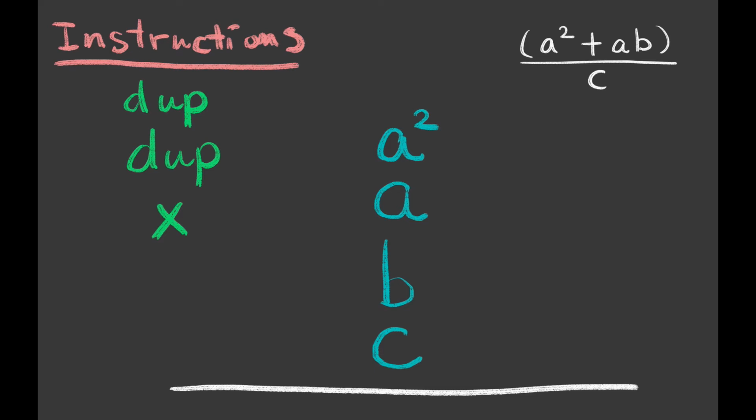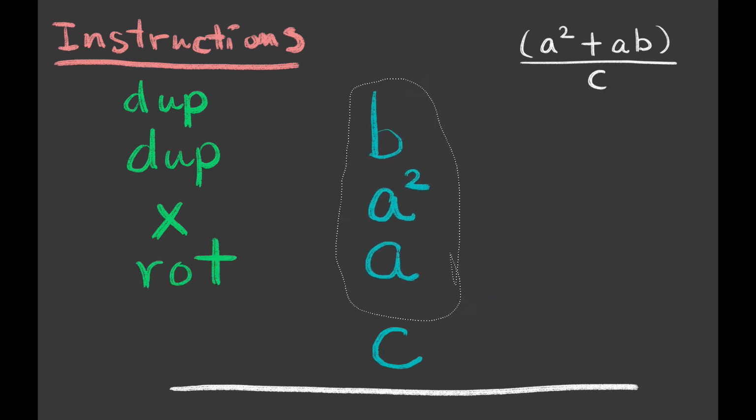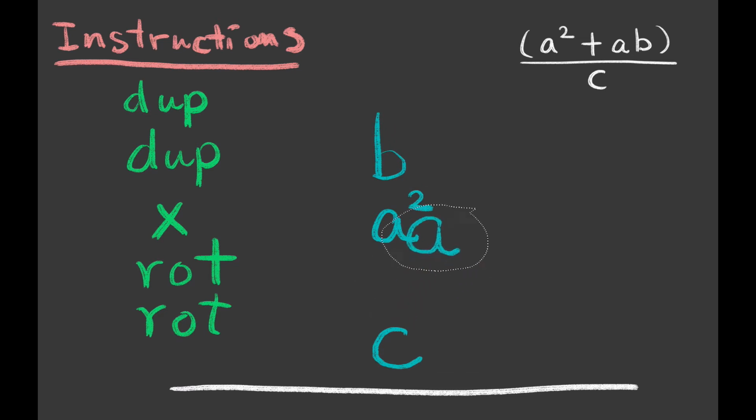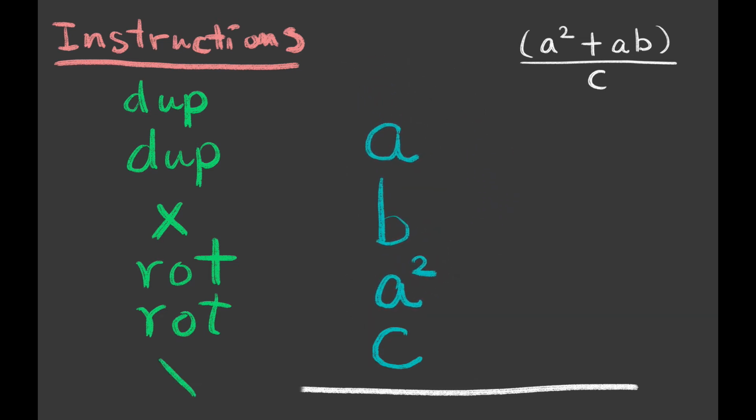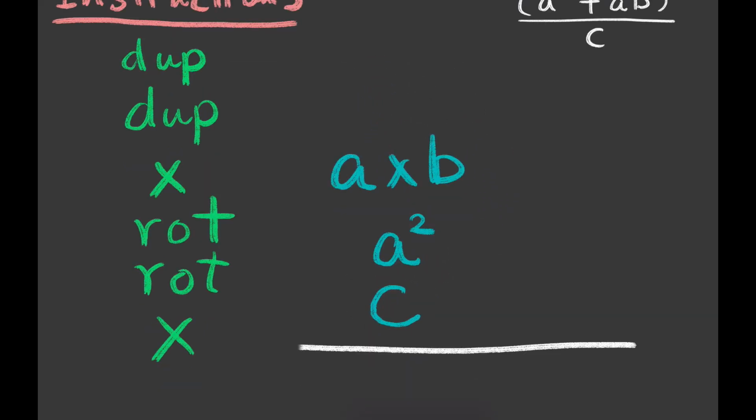And now we move on to multiplying A to B. But A and B are not on the top of the stack. So we're going to use rot twice to rotate both of them to the top of the stack to get ready. And now we multiply. Now we have the results of A squared and A times B on the top of the stack, so we can add them together with the plus operator.